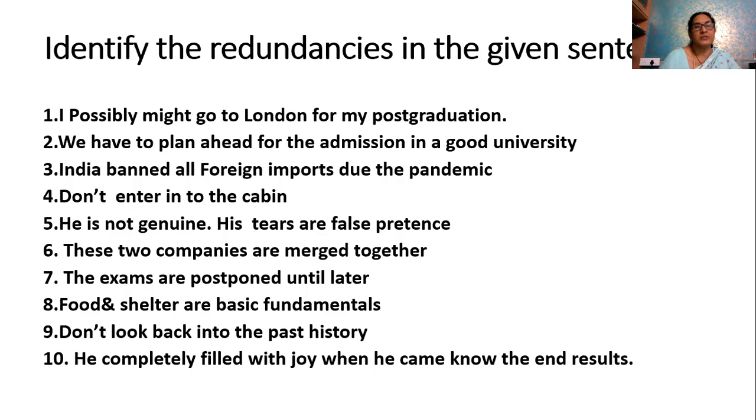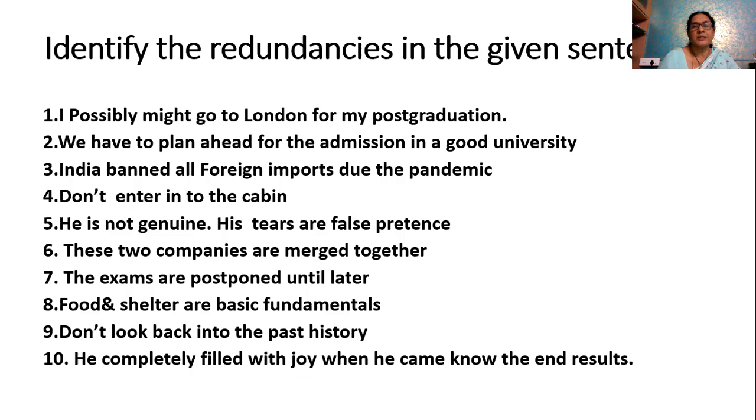He is not genuine. His tears are false pretense. He is not genuine, the sentence is absolutely right. He is a false person, so his tears are false. You can say that. Pretense means it is not real, and what is not real is false. So remove pretense: his tears are false.